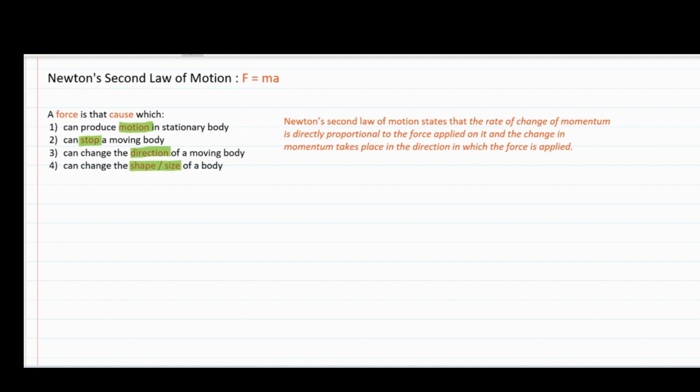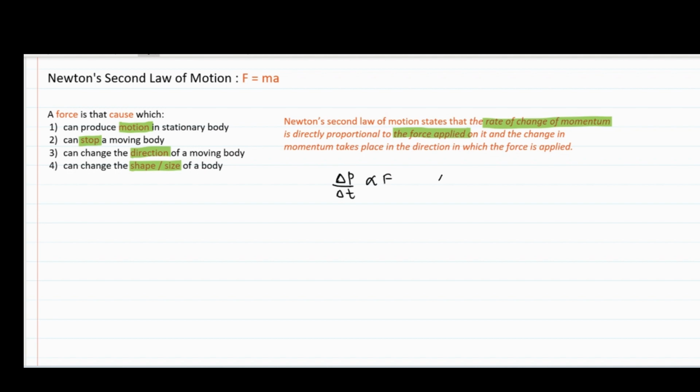In this video, I am going to talk about the derivation of the formula F is equal to ma based on Newton's second law of motion. The second law of motion states that the rate of change of momentum is directly proportional to the force applied, and the change in the momentum takes place in the direction of the force applied. So if we convert this statement into a mathematical formula, we can say that the rate of change of momentum, that is delta P upon delta T, is directly proportional to the force applied.